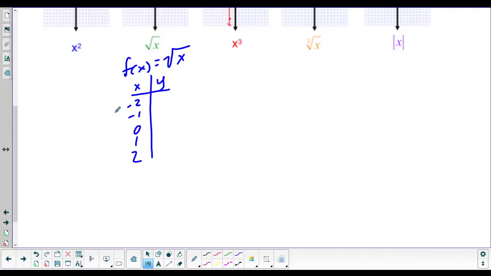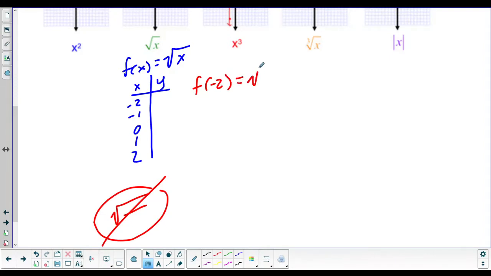Okay. We need to remember, first of all, that you are not allowed to take the square root of a negative number. This is illegal. You can't do that. So if I use -2, I have f of -2 equals the square root of -2. You can't even do that. You don't get real numbers. So this one, there's not an answer. There is an answer that we'll learn about later, but for right now, there's not an answer. Same thing with -1.